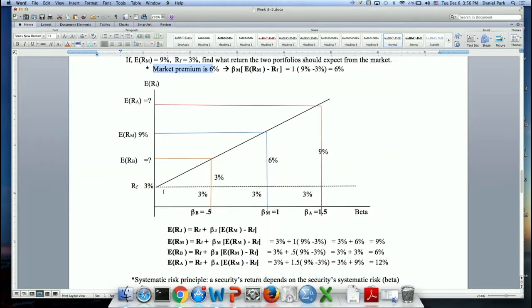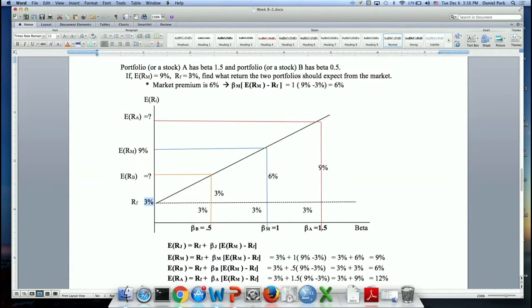So look at the number. Easily you can fill in here, okay? Risk-free is given as 3% here, and market return is given as 9%. And beta for B is 0.5, less than 1. Beta market is 1, okay? And the 1.5 is beta A, or stock J beta, or portfolio A beta.